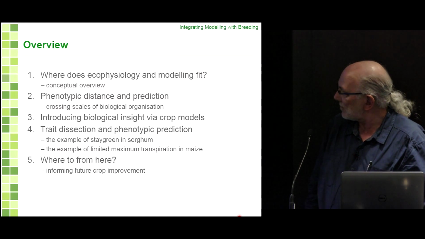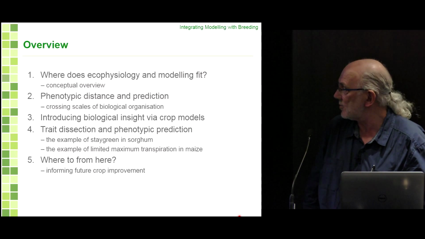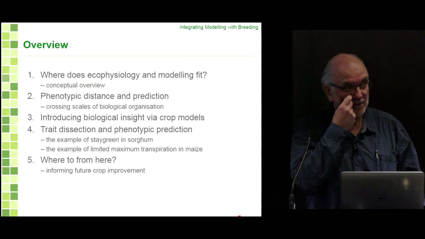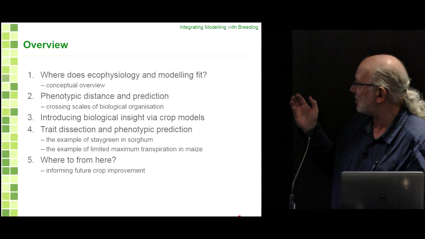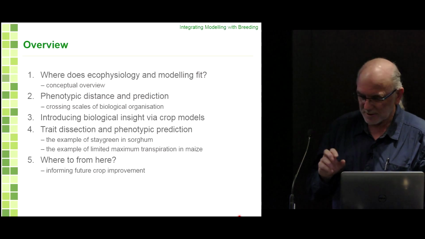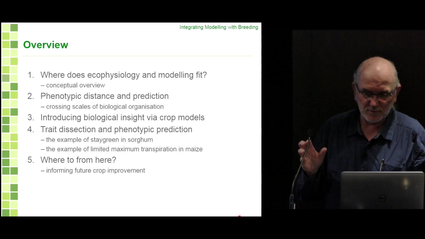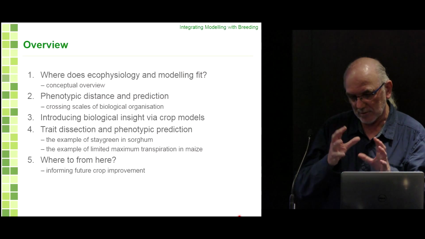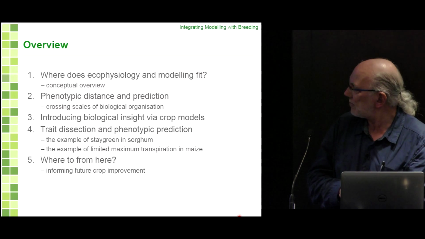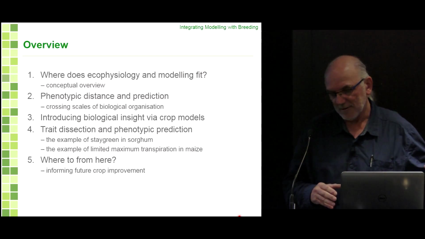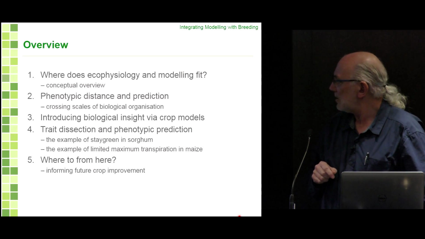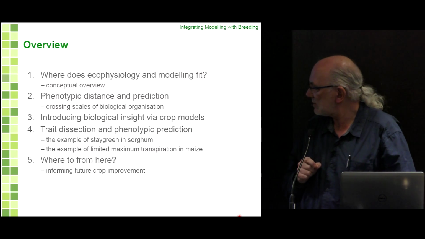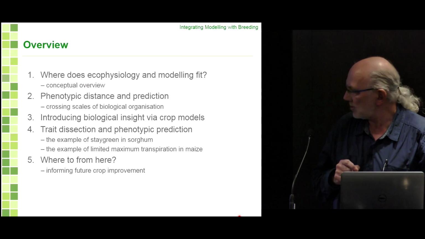First, some conceptual idea of where a bit of biological insight and modelling might fit. The notion of coming at this from thinking about phenotypes rather than genotypes. You'll probably be horrified at my concepts, but Matthew raised this a little bit in terms of thinking about crossing scales of biological organisation. But from me being an organismal level biologist, I think about the organism as a whole and how it got to where it is, and then maybe coming backwards rather than starting with those arrows that go up. Then the notion of how to introduce biological insight via crop models and trait dissection and phenotypic prediction, a couple of examples.